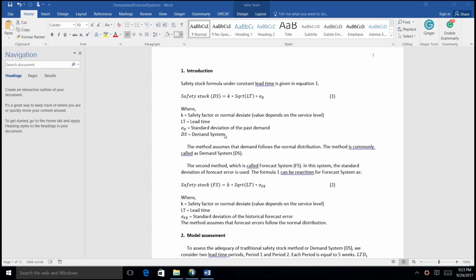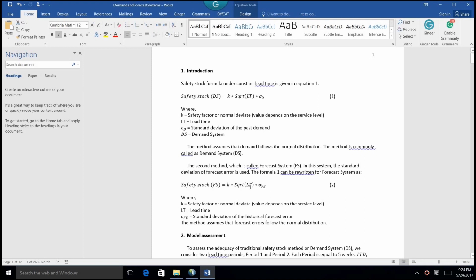Besides the traditional safety stock formula, in this formula we assume that demand follows a normal distribution. There is also a second method which we call the forecast system, which is also used in the literature. In that method we use the standard deviation of forecast error instead of the standard deviation of demand, as you can see in equation 2. There is no other change, we are only replacing the standard deviation of demand with the standard deviation of forecast error.